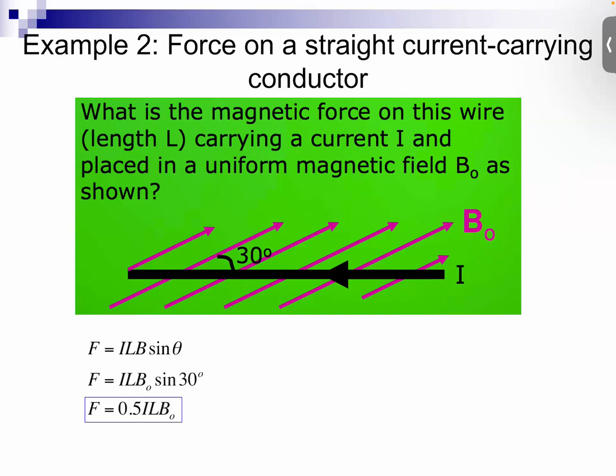Magnitude is relatively straightforward: IL cross B expanded to ILB sine theta. Theta, again, is the angle between the magnetic field and the current. It's straightforward because it's given there as 30 degrees. So you can find the magnitude of the force on the current carrying wire.